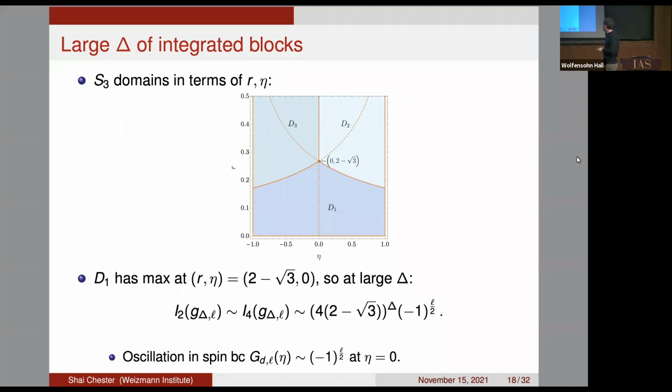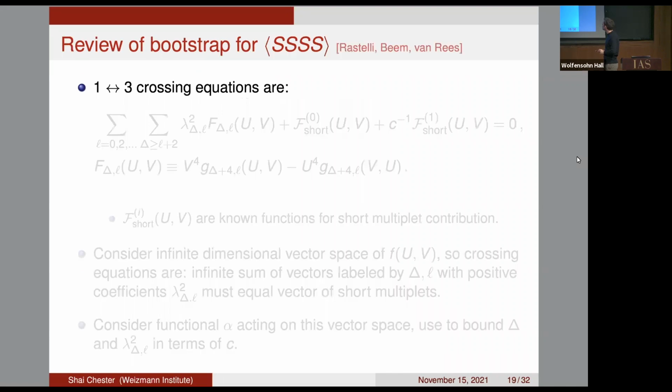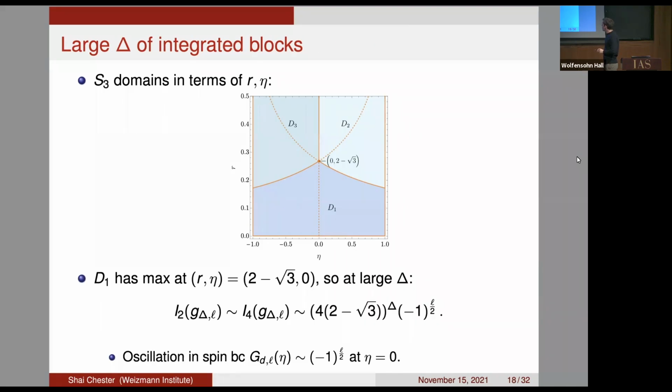to the delta. And then they're also oscillating in spin, because Gegenbauer polynomials when eta equals 0 oscillate in spin. So the two facts to remember from this slide are that they have this certain exponential growth and they're oscillating in spin. That's what these integrated constraints look like when acting on blocks in the asymptotic regime of delta. Okay, so that concludes how you act with the integrated constraint on conformal blocks.